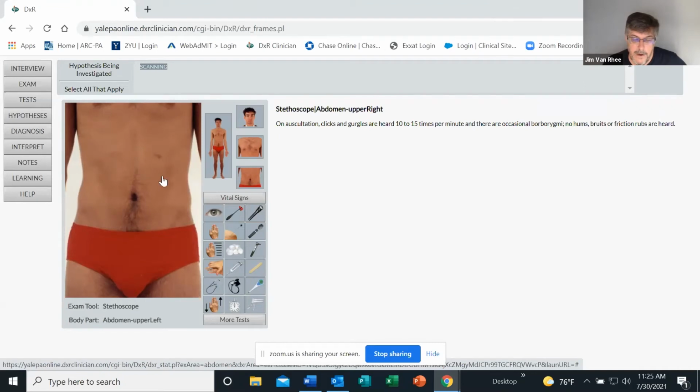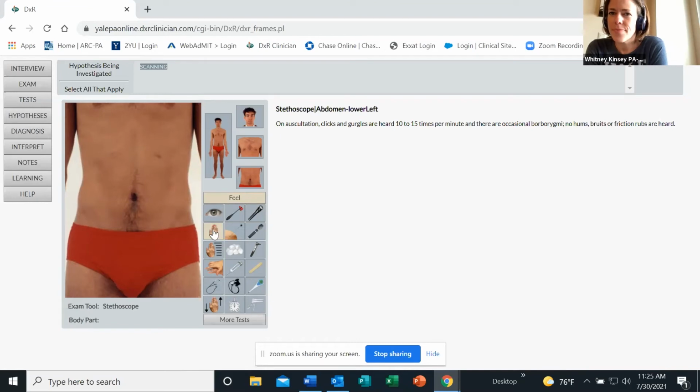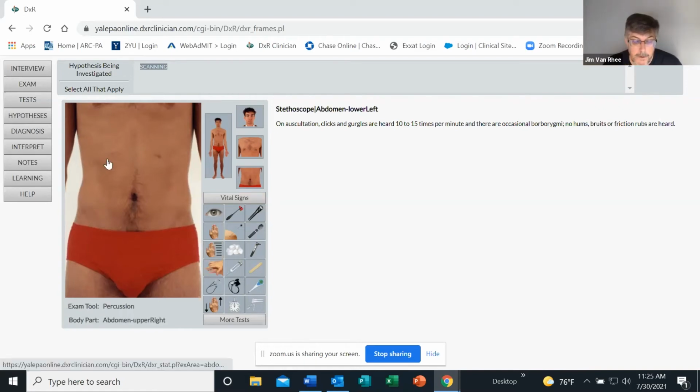So let me see if it's any different looking at the other quadrants. Same thing in left upper, same thing in right lower, or left lower, and same things in left lower and right lower. Okay, so we've looked, we've listened, and now what? Percuss. I can never remember. Here's percussion. So percuss right upper. Liver dullness is 6 centimeters in the midsternal line, 9 centimeters in the right midclavicular line. Area of dullness descends 3 centimeters on inspiration. Is that normal? Yes.